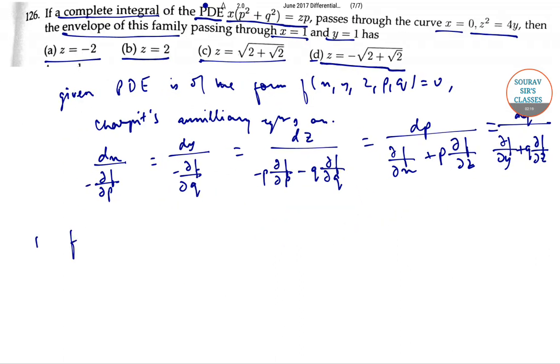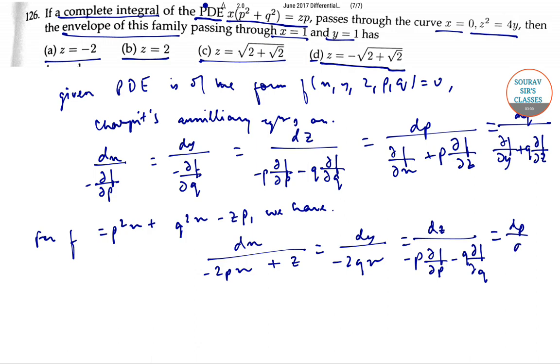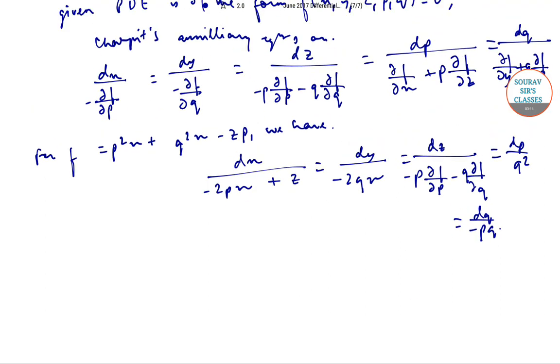Now, for f = p²x + q²x - zp, we have dx/(-2px + z) = dy/(-2qx) = dz/(-p ∂f/∂p - q ∂f/∂q) = dp/q² = dq/(-pq).